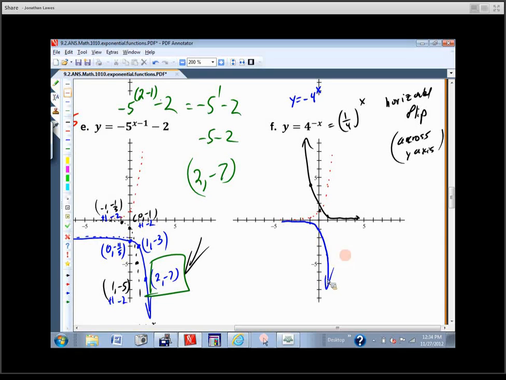Okay? So the red dotted graph, that's the original exponential base 4. This is multiplying the x by a negative. It's a horizontal flip. And this is multiplying the function by a negative. That's a vertical flip, just like we're normally used to.